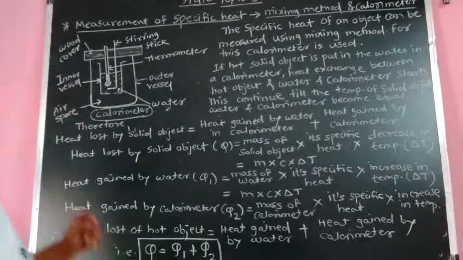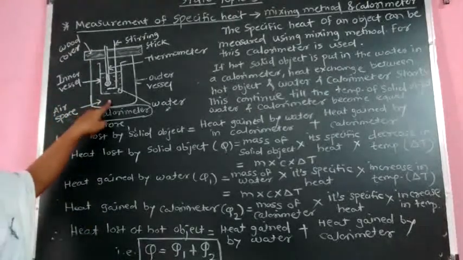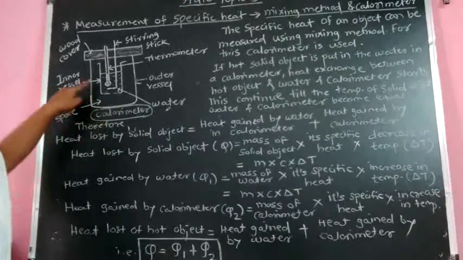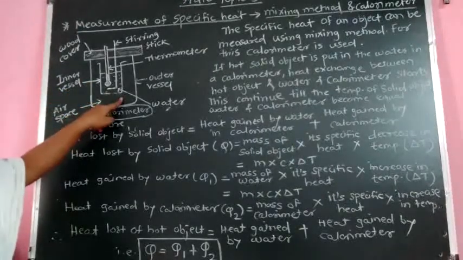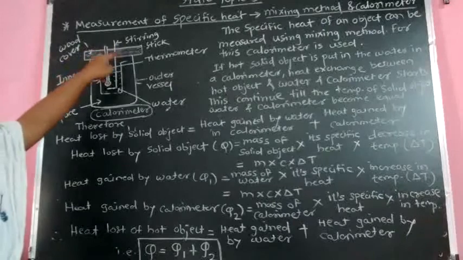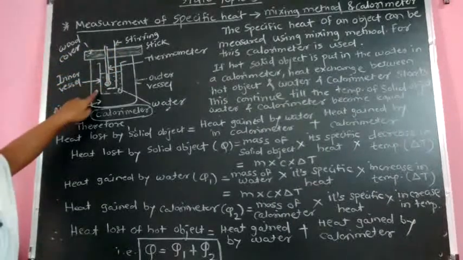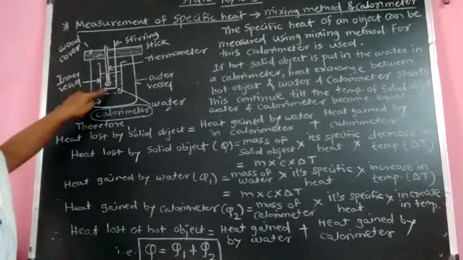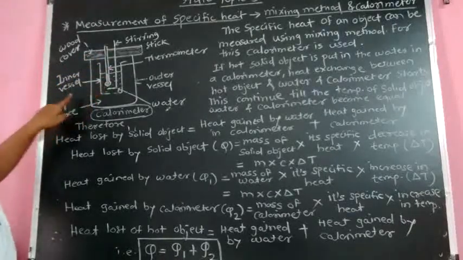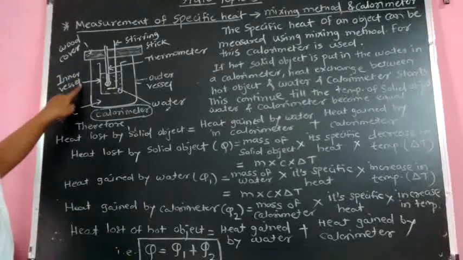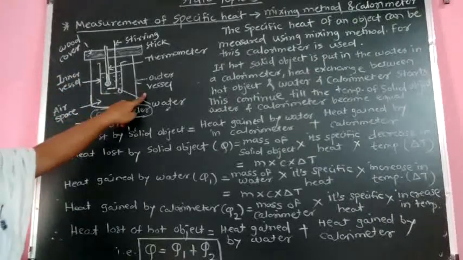You can see in this diagram, this is the structure of calorimeter. It contains inner vessel, outer vessel, then above that a wooden lid is present. Here a thermometer is placed inside the water. Inner vessel contains the water. This is the stirring stick which can stir the water. Then inner vessel and outer vessel.